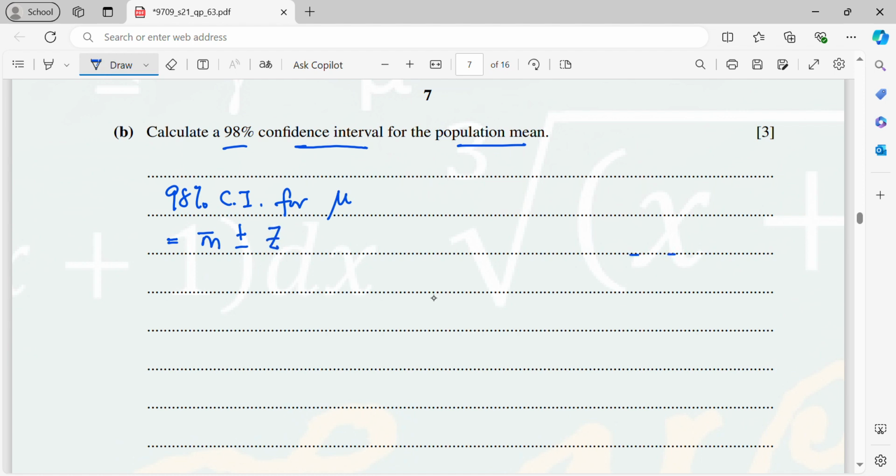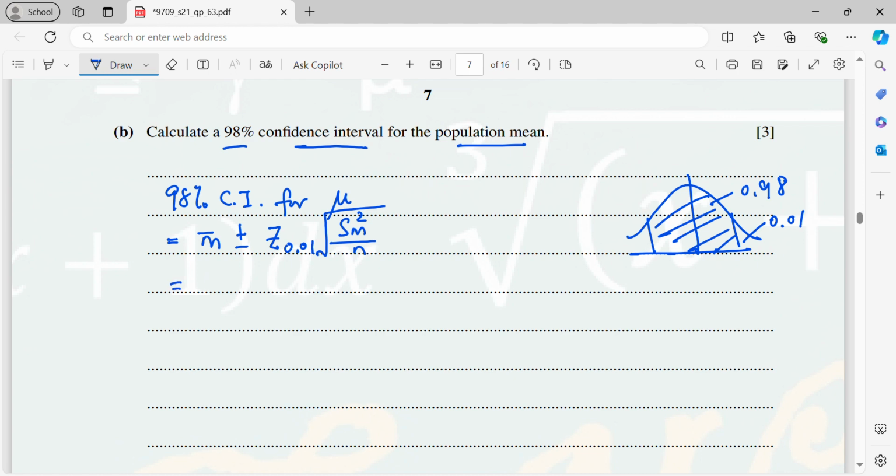Now 98% means the middle is 98%. That is 0.98. So we have another 0.02 for the left and right side. So on each side it will be 0.01. Okay, 1 minus 0.98, that is 0.02, that is shared by two parts, therefore 0.01. So here I will write 0.01. Then after that, s squared over n, square root.